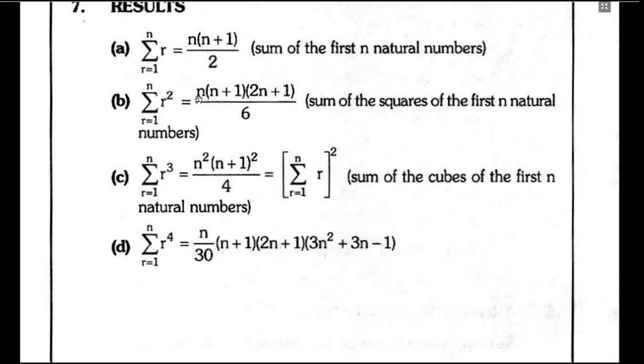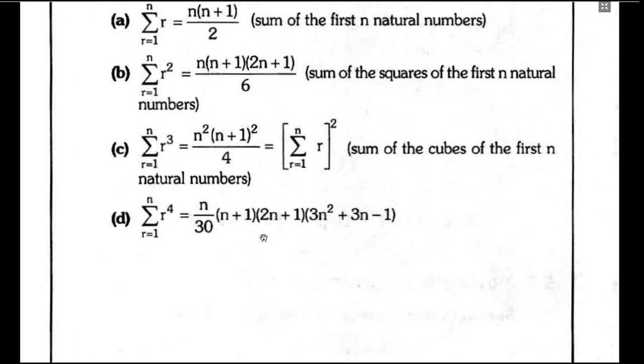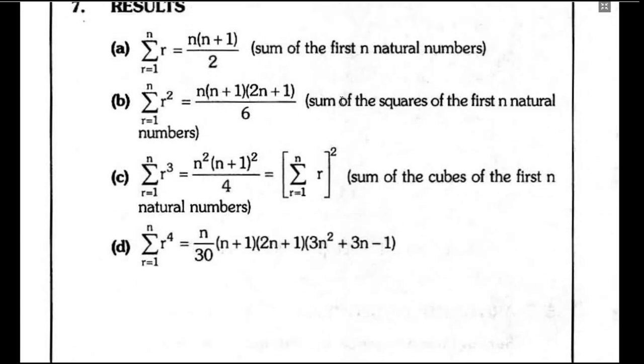Summation of n to the power 4 is not that important, but you can learn how. Summation of n square is n into (n plus 1) into (2n plus 1) by 6. Now n into (n plus 1) into (2n plus 1) by 6 is common, what is left is (3n square plus 3n minus 1) by 5. It means summation of n to the power 4 is equal to summation of n square into (3n square plus 3n minus 1) by 5, that is n into (n plus 1) into (2n plus 1) by 6 into (3n square plus 3n minus 1) by 5, which will become n by 30 into (n plus 1) into (2n plus 1) into (3n square plus 3n minus 1).